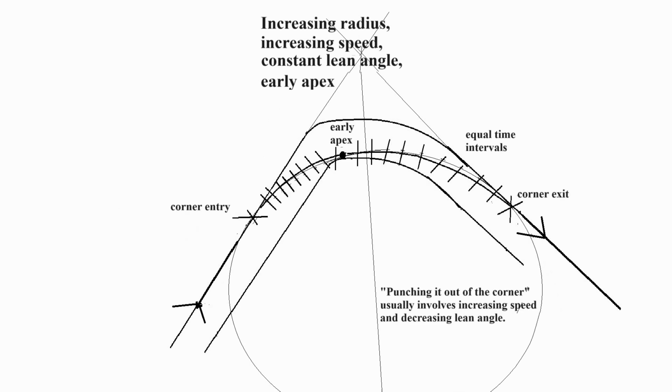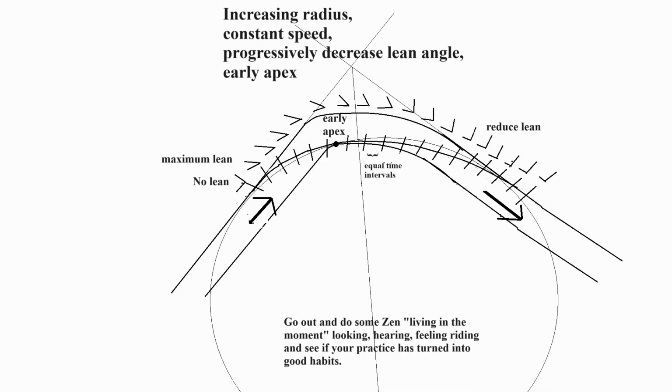Increase your speed to increase your radius. The bike has a tendency to stand up as you accelerate. You can also simply decrease your lean angle as the turn widens. Early apex and increased speed and decreasing lean angle is the most popular method.